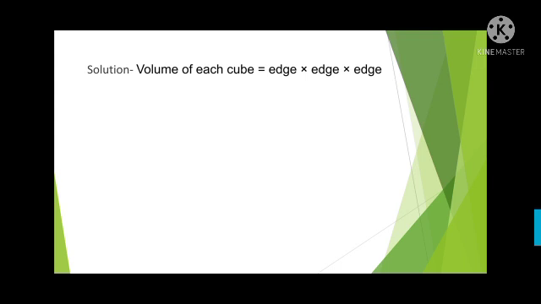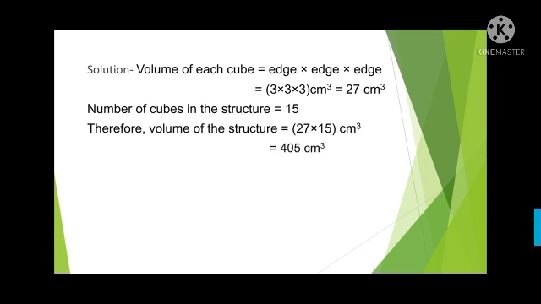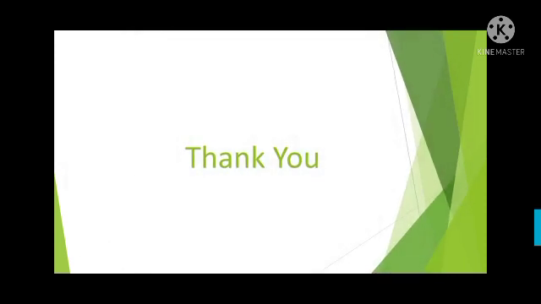As we know that volume of a cube is edge cube. So the smaller cubes have an edge of 3 centimeters. So 3 into 3 into 3, 3 cube is 27 centimeter cube. Number of cubes in the structure is 15. If we multiply the volume of a small cube with the number of cubes, we will get the volume of the structure, which is 405 centimeter cube. Thank you.